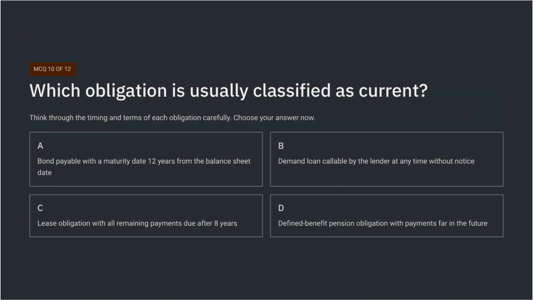Here is MCQ 10. Which obligation is usually classified as current? This question is about timing and creditor rights. Do not look only at the label of the liability. Look at whether the lender can require payment within the current period. A long-term maturity may suggest non-current classification, but a demand feature can change the answer. Review all options and choose the best one.